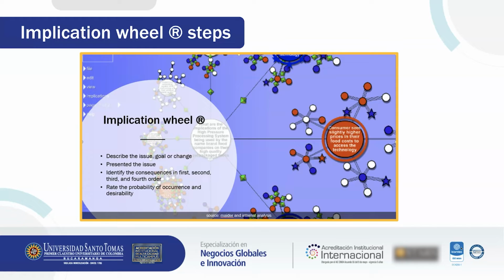Fourth, the participants will rate the probability of occurrence and desirability, whether negative or positive, of each implication. Each probability can be written in numbers or colored. According to Joel Barker, a well-developed implication wheel can predict 80 to 90% of the potential implications.